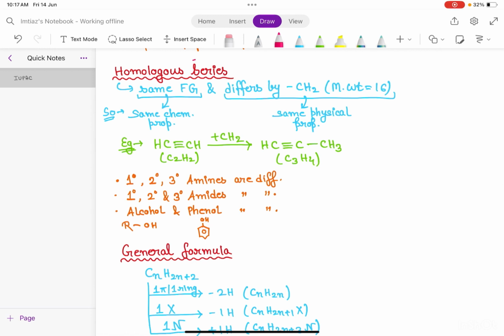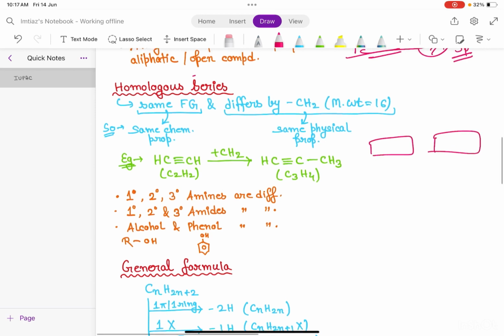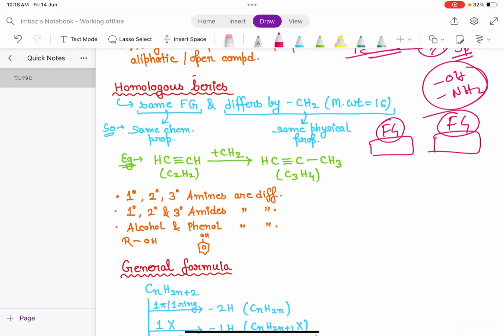Important topic. Homologous series means two compounds having the same functional group. What is a functional group? OH, NH2, all these things are functional groups only. I will give you the functional group priority order and the trick to remember it in the next upcoming video before starting IUPAC nomenclature. Here the functional group must be same, and the functional group is the one that decides the chemical properties.